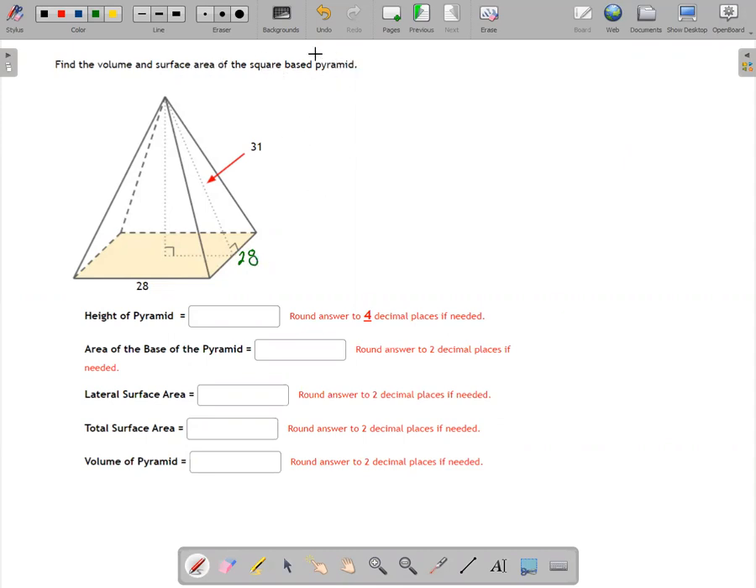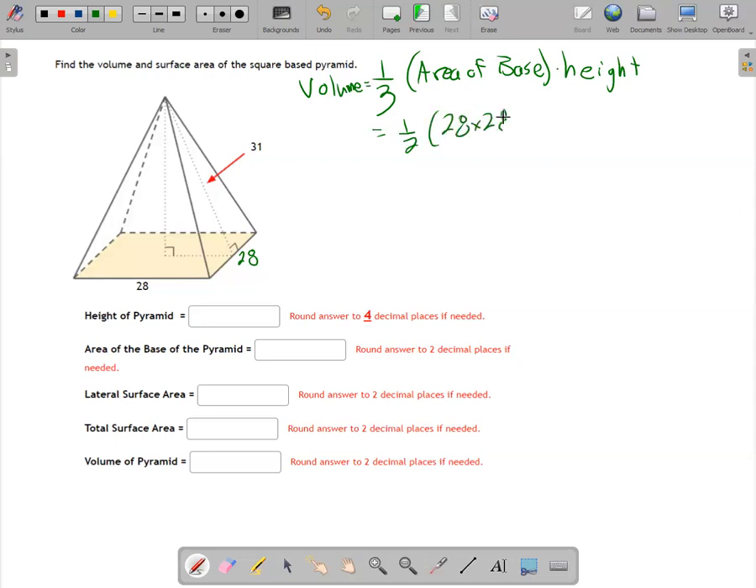And nice thing about volumes of pyramids, regardless of what kind of base it has, it's always 1/3, not 1/2, because we're in 3 dimensions. 1/3 of whatever the area of the base is, times whatever the height is. And the height is always measured perpendicular to the base. So this one right here, its volume is going to be 1/3 of 28 times 28 times 31. And that calculation will give me the volume.